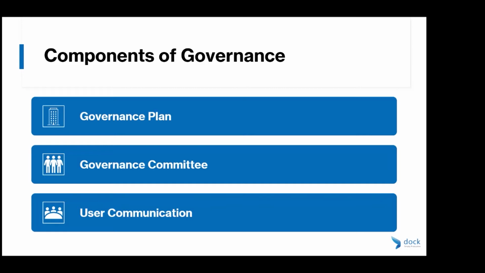If you have a governance plan headed by a governance committee that is committed to making sure that everyone has that voice, that it works for everyone, you can have that kind of centralized, unified way of doing things so that nothing gets lost. People aren't unsure of what they need to be doing, and you can just really get to work without any worries. Finally, the third one is user communication.